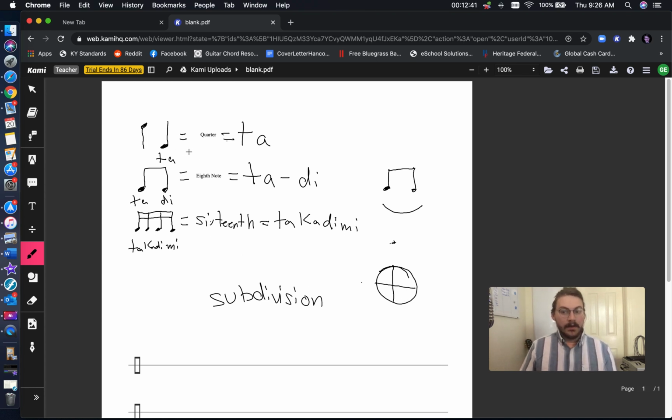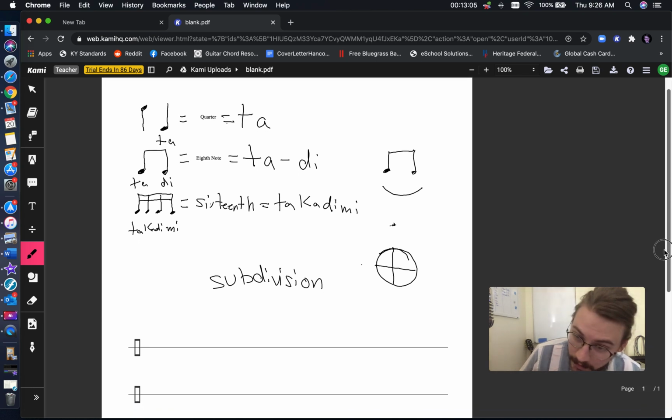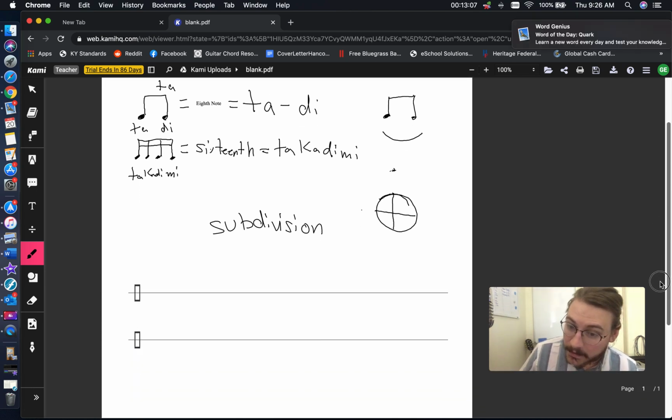So as I said, the thing you need to learn today is that these are subdivisions of themselves. So the quarter note subdivided is an eighth note. The eighth note subdivided is a 16th note. And when you see this, you say ta. When you see this, you say tadi. And when you see this, you say takadimi. Okay, that might have been a little too long, but I can always edit.